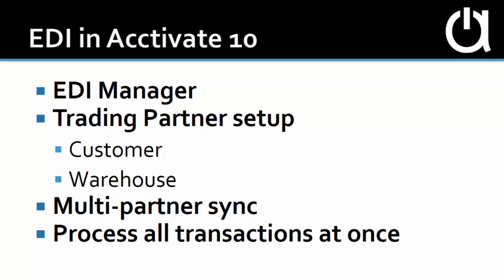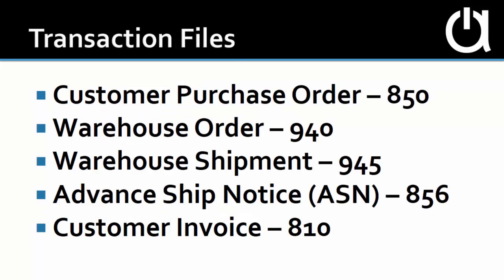When EDI Manager was a standalone software, the user had to open each trading partner individually in order to send or receive files depending on if they were doing customer purchase orders or ASNs, invoices, warehouse orders, all the transaction files. If you have more than a couple of trading partners, that can definitely be a daunting task. If you're having to open a trading partner and then process each transaction and then open a new trading partner. In Acctivate 10, you can do everything on one screen. So a little bit more about the specific transaction files and kind of the flow of how everything is done with EDI.